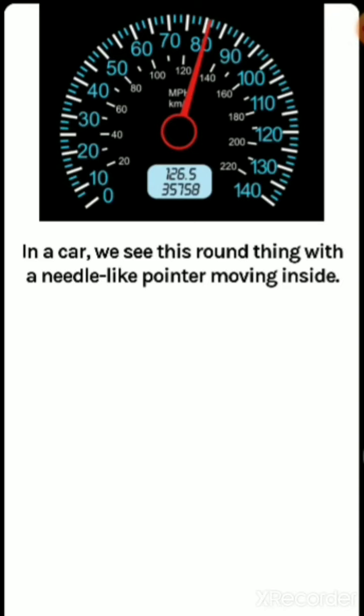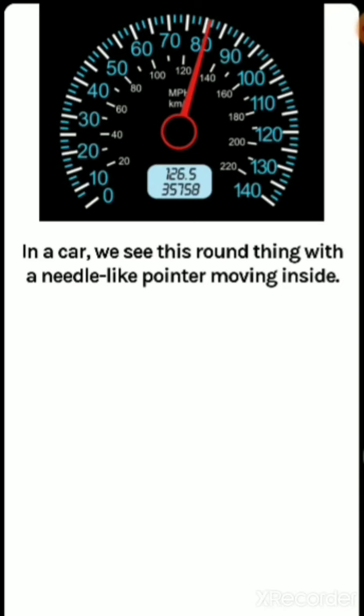You must have seen this in a car or any other kind of vehicle. We see this round thing with a needle-like pointer moving inside. One needle-like pointer will be there, and that needle will be moving inside a box. Some numbers will also be present like 0, 10, 20, 30, 40, and so on. So what is this device called? This device is called a speedometer.